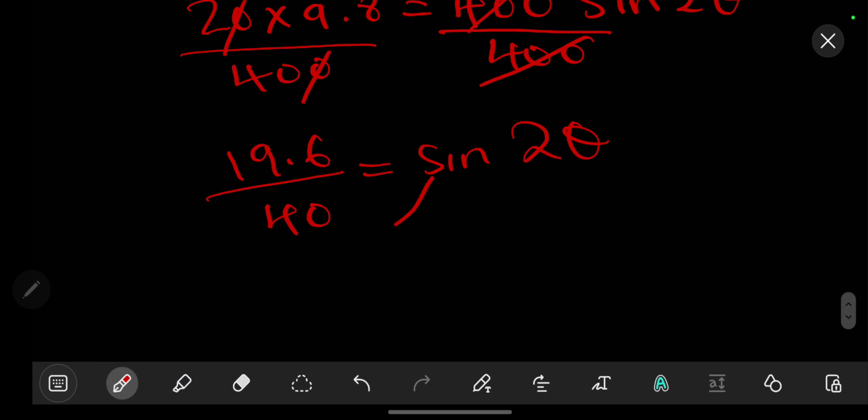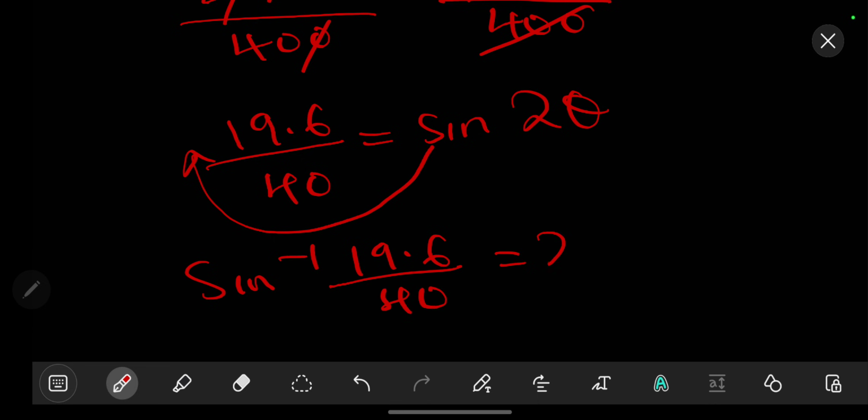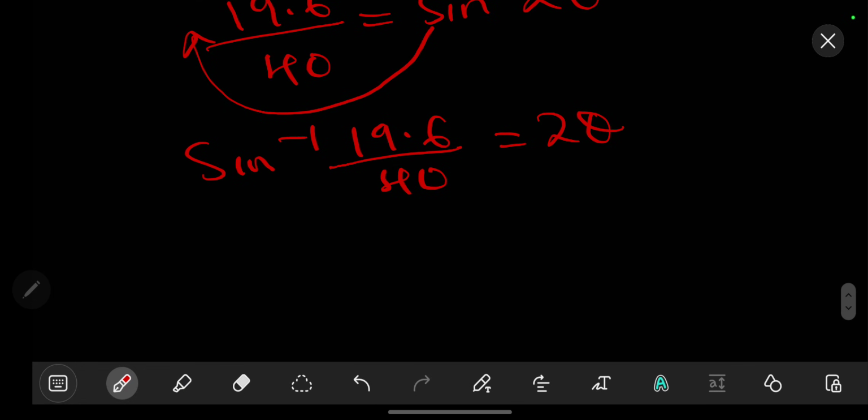So what we are going to do is take the sine inverse there. Do not divide by 2 yet. First take the sine inverse. So we have sine inverse of 19.6 over 40 should be equal to 2 theta. The sine inverse of 19.6 divided by 40 will give us a value equivalent to 29.34, which should be equal to 2 theta.